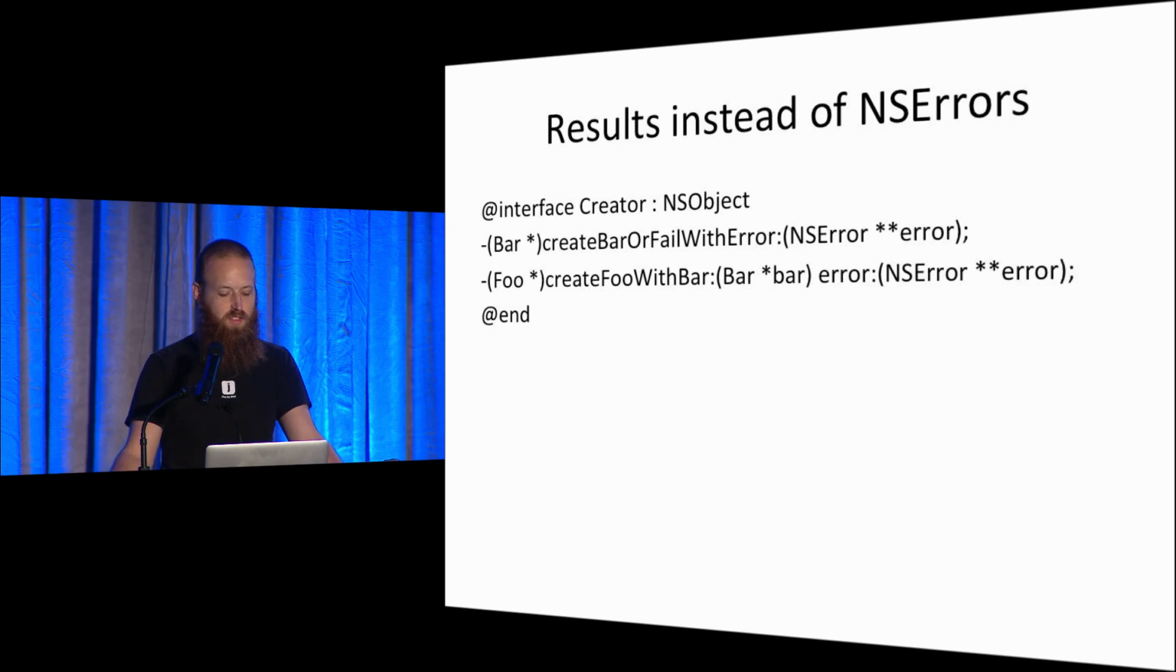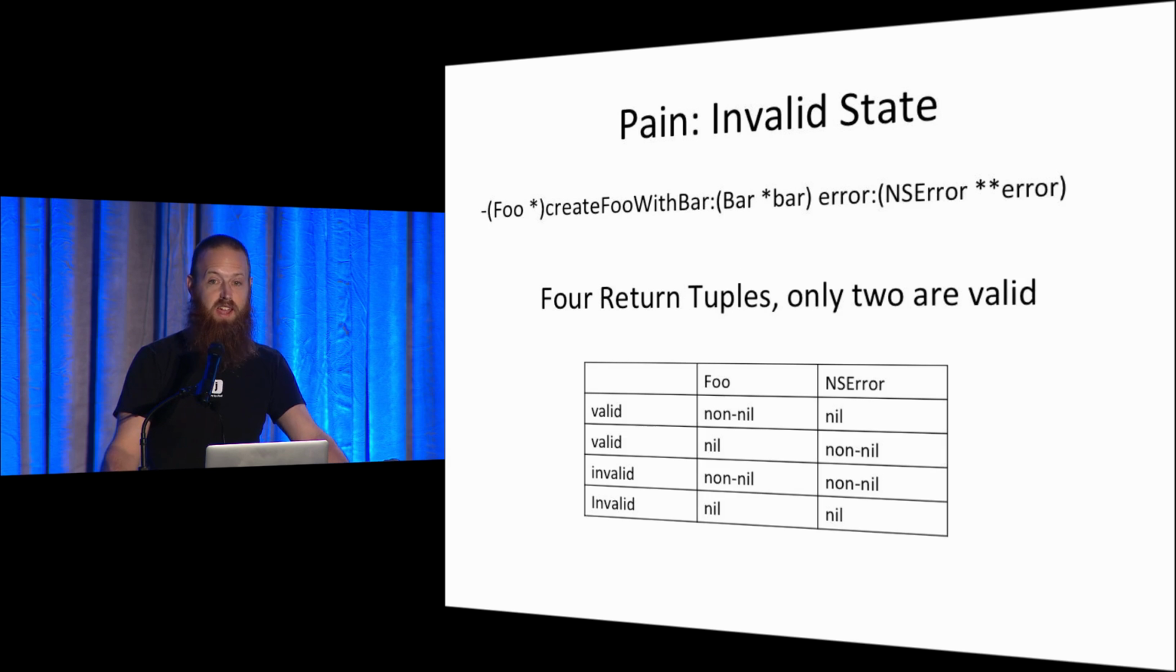So this is very common Objective-C code that you've probably seen all over the place. This is the Cocoa error handling paradigm. And the downside of this, one of the pains that probably nobody dealt with before Swift came along, is that you have invalid state. So there are actually 4 tuples that can be returned from this method. You could have a non-nil foo and an NSError. That's valid. You could have a foo and a nil NSError, which is also valid. So you either have success or failure. That's what we expect. But there's actually 2 more that the type system allows.